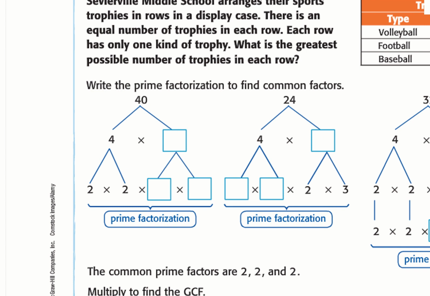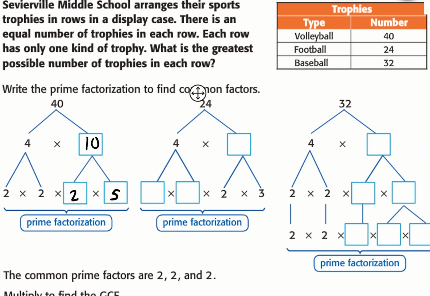So we have 40. That's going to be split up into 4 times 10. And then 4 is 2 times 2. 2's are prime. And then 10 can be split up into 2 times 5. So 2 times 2 times 2 times 5 are all prime numbers, and if you multiply those together, we get 40. Next, we have 24. They split it up 4 times 6. 4 can be split up into 2 times 2, and 6 can be split up into 2 times 3.